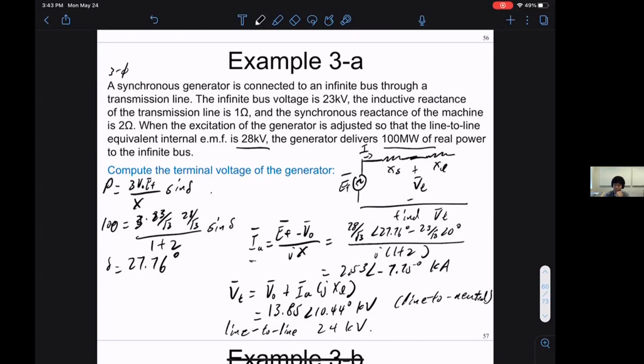So you can either decide to say it's line to neutral, or just compute the line to line one. For safety on the final exam, when you write a voltage, always write it as line to neutral or line to line. You don't have to always convert to line to line. You can leave it in line to neutral if you want, but you need to say it's line to neutral. You need to specify what voltage you're computing for a three-phase system. Any questions?